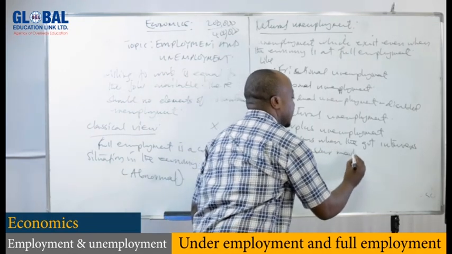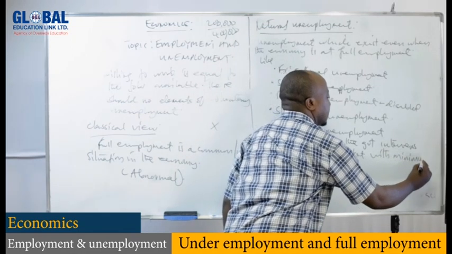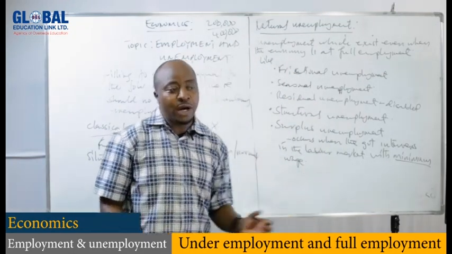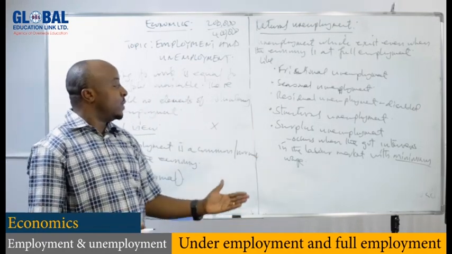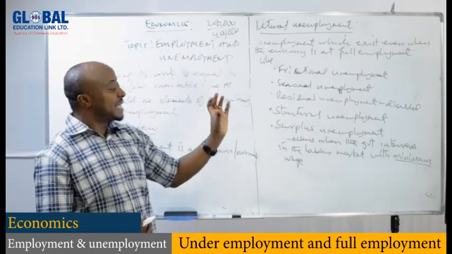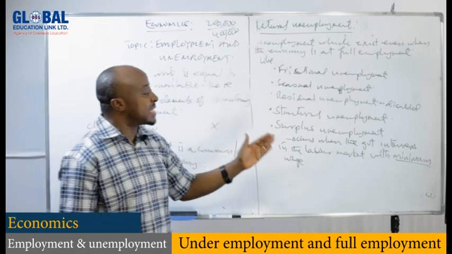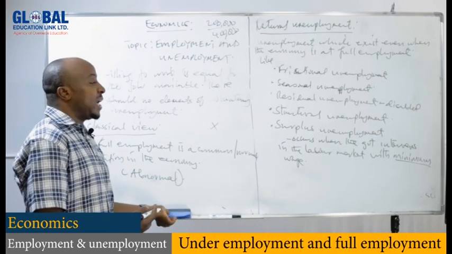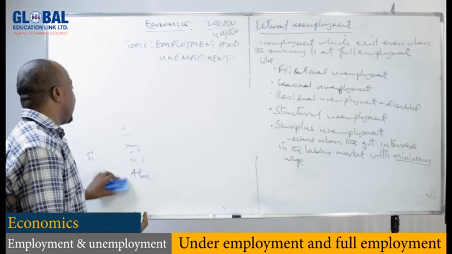It intervenes in the labor market with the minimum wage. Remember minimum wage, which you studied in the topic of production, in the theory of distribution, especially in wages. Now, when the government intervenes in the labor market by setting a minimum wage, that minimum wage may discourage some of the employers. Because remember, minimum wage is a wage set above the equilibrium wage.